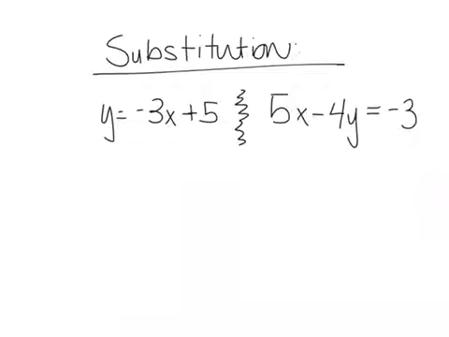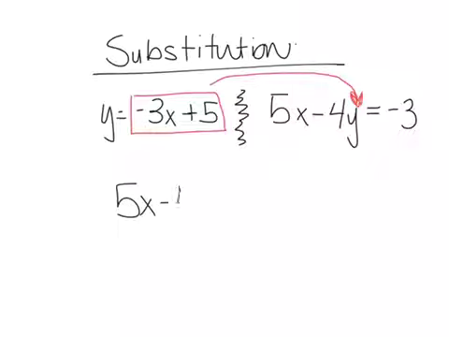The second method that we're going to look at is called substitution. You want to use substitution when one of the equations is solved for one of the variables. In this equation, I know that y equals negative 3x plus 5, so I'm going to put this in y's place in the other equation. So copying the equation, I'm going to write 5x minus 4, and then instead of y, I'm going to put in the negative 3x plus 5. And then the rest of the equation stays the same.